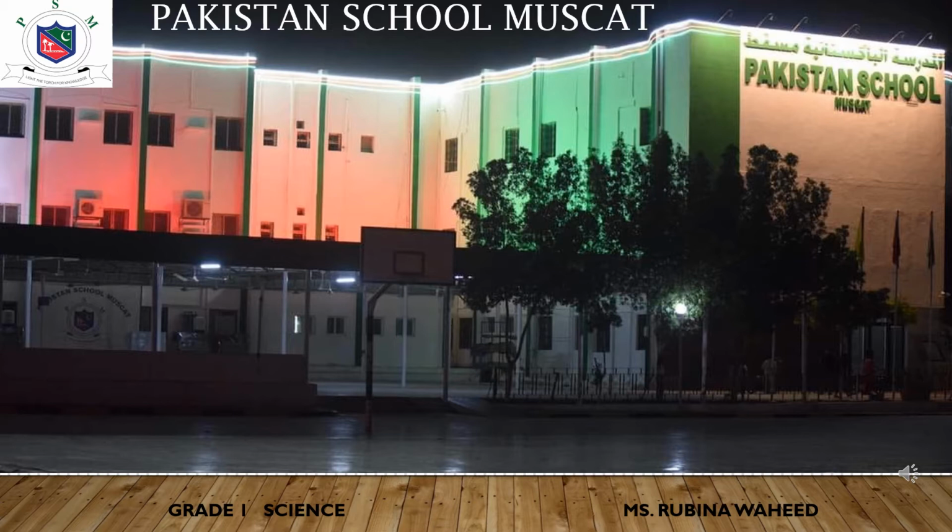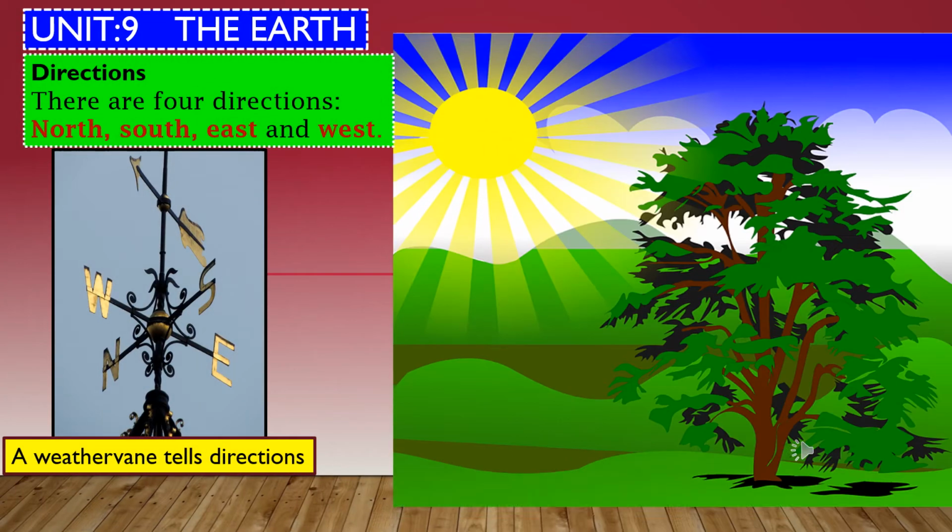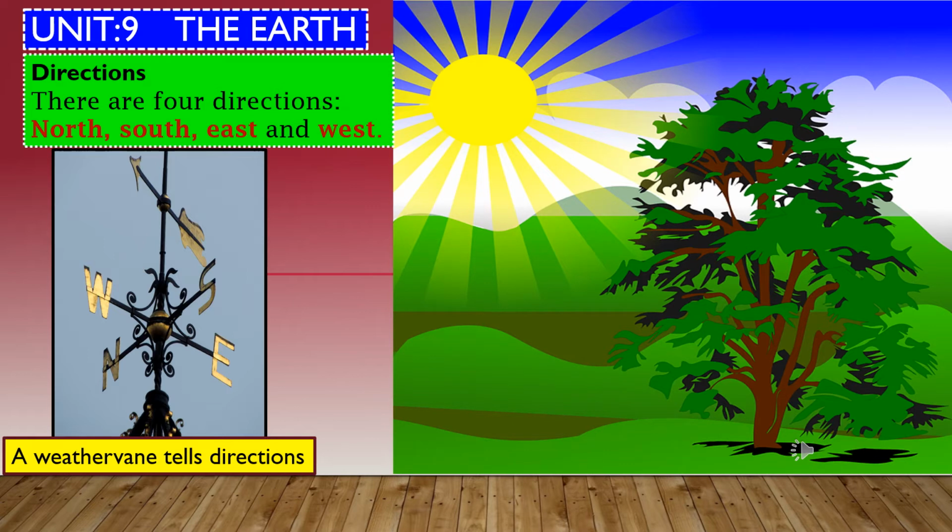Dear students, our Unit 9, the Earth, reading and explanation is going on. So let's begin our today's lesson. Dear students, open up your science book, page number 55. I'm going to read and you have to read with me. Today we are going to learn about the 4 directions.